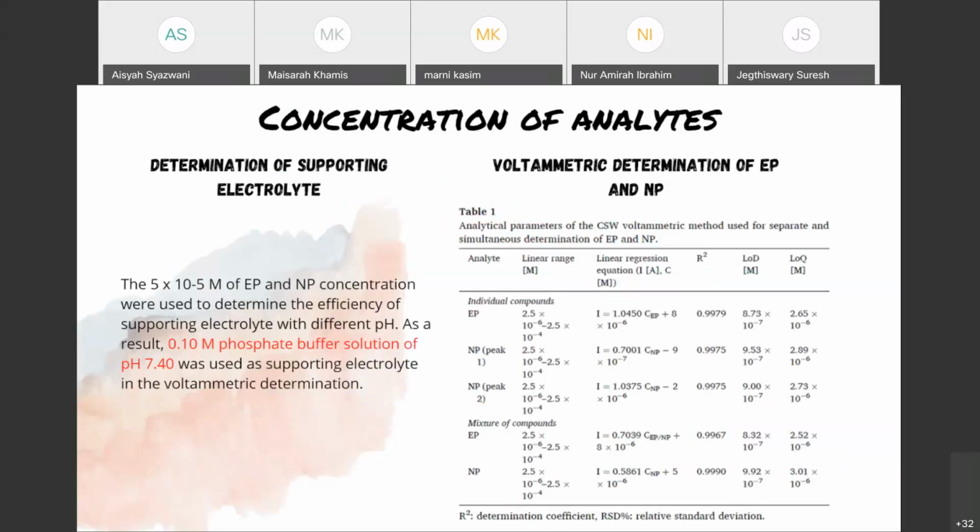Next, concentration of analytes. First, determination of supporting electrolytes, which is to find the best concentration and pH for the supporting electrolyte.